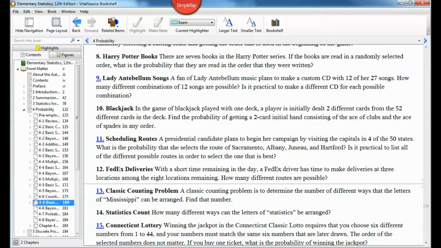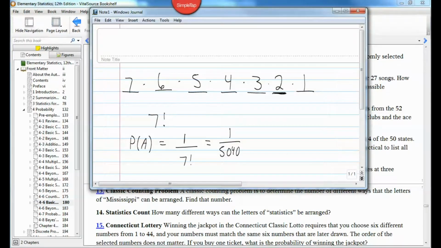So if we weren't told this was a combination, we could figure it out that way, because different CDs with the same songs would still be considered to be the same CD. You couldn't get anything else out of the CD than what's burned on it. So let's take that into account. Now, this is a combination.